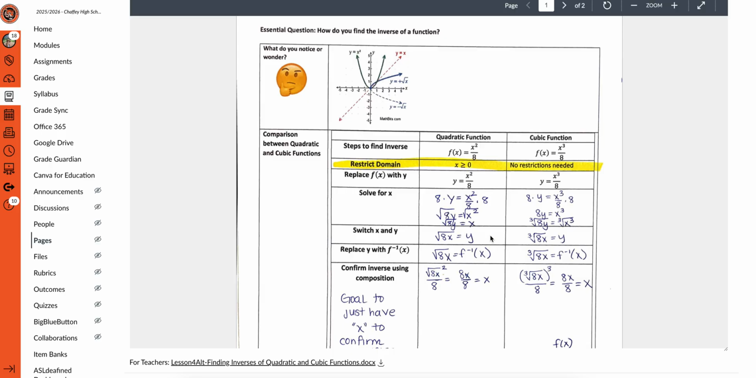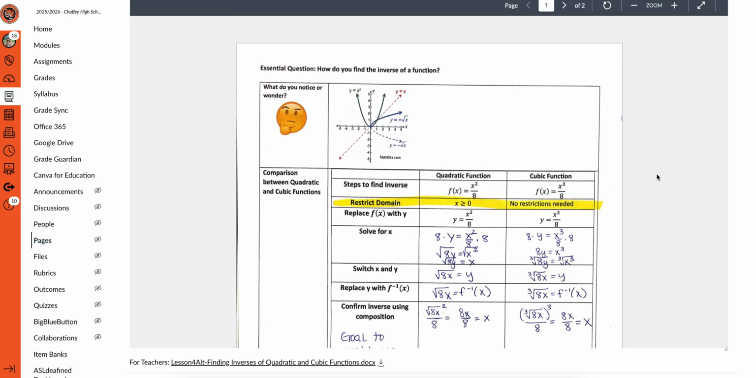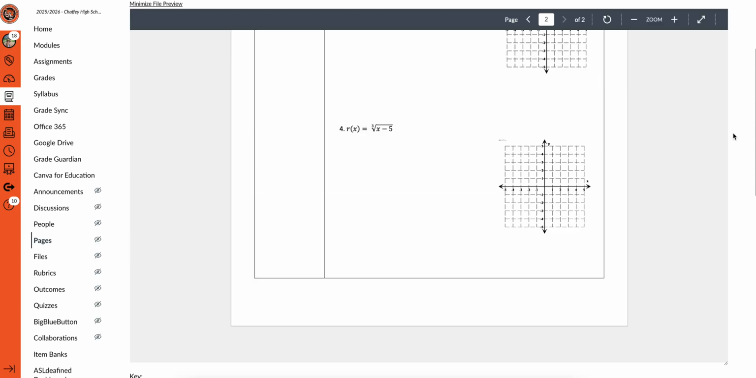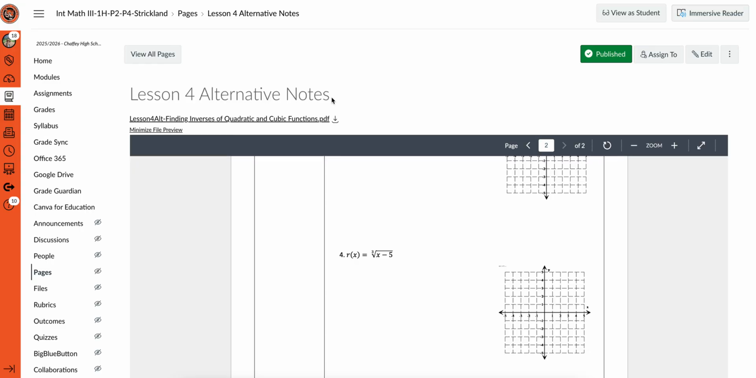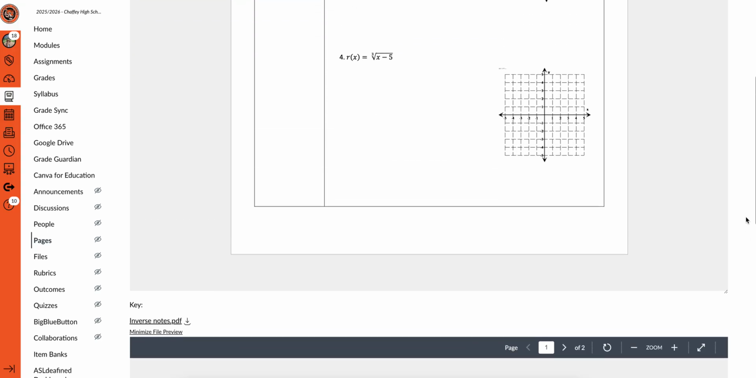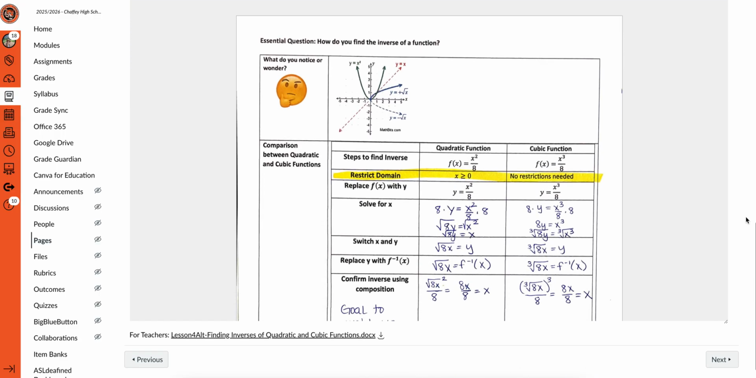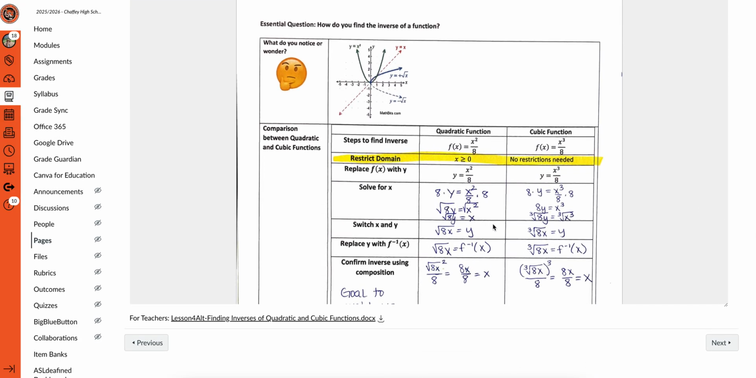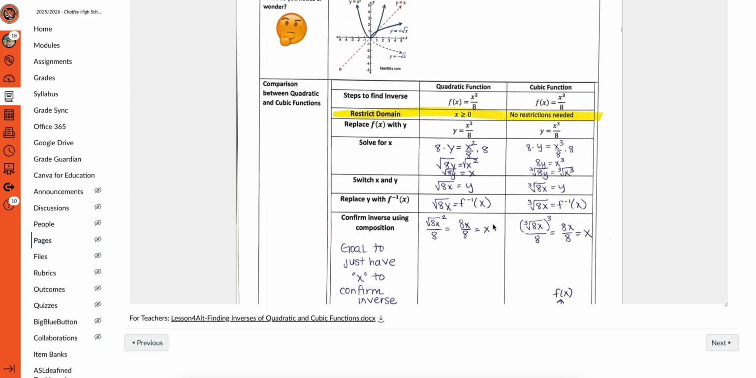So basically these notes, you can find them in the alternative. It's listed as lesson 4 alternative notes in Canvas, and it's after the blank copy, and you should have gotten this note page from the sub. So I'm going to talk about how you find an inverse and when you need to restrict the domain and not restrict the domain.